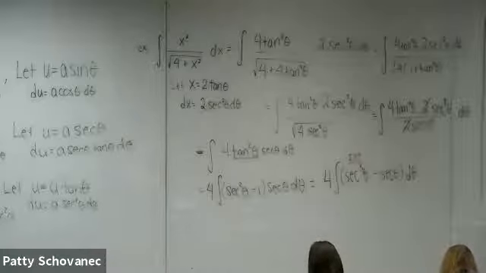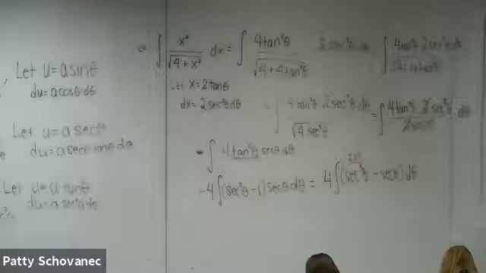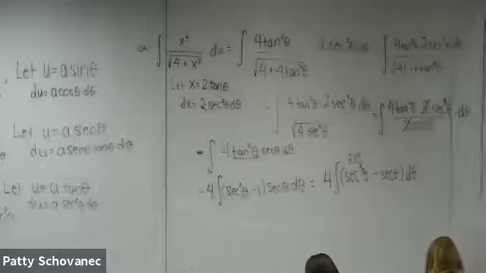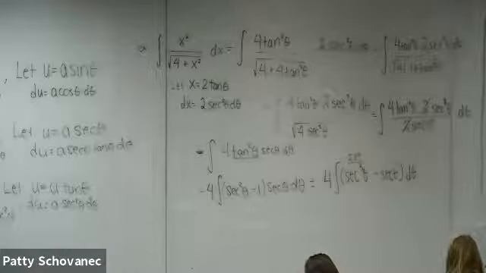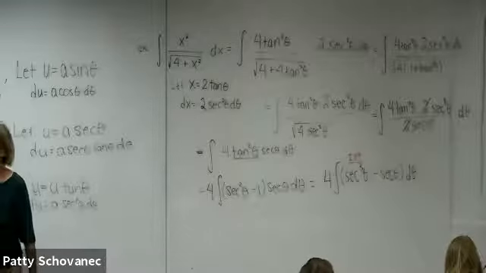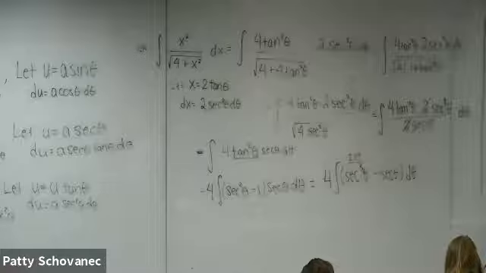So then we take the dv to be secant squared of theta, and the u to be the secant of theta. That made that too complicated. And so that du is secant theta, tangent theta, d theta. And v, integral of secant squared was tangent.